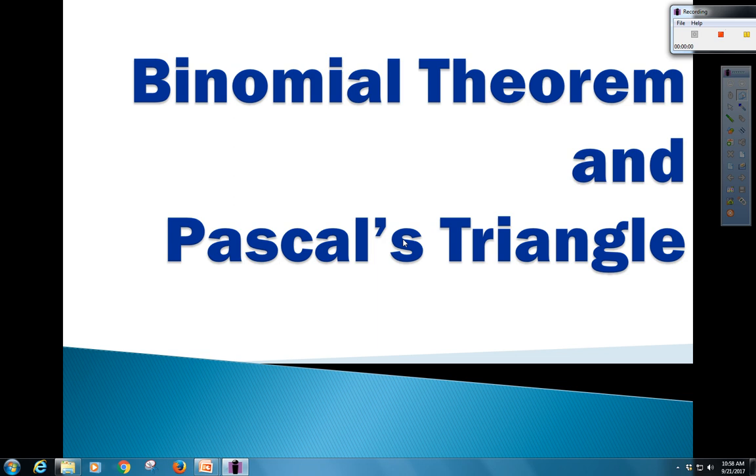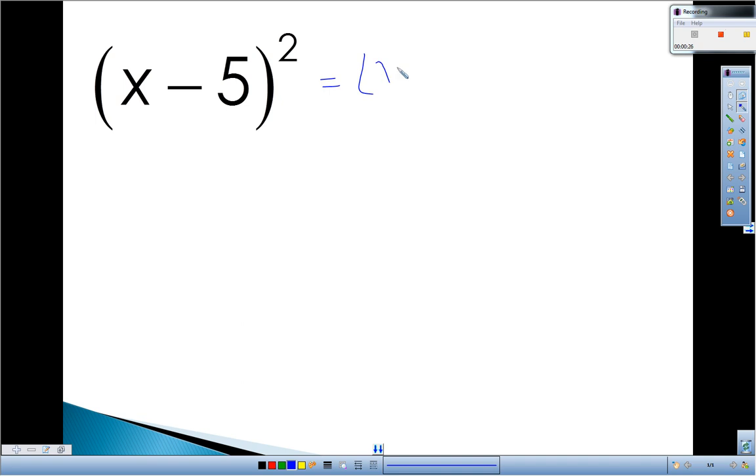Alright guys, today we're going to be looking at the binomial theorem and Pascal's triangle. Let's take a look at this problem right here. If I told you to multiply or simplify (x - 5)², what does it mean literally? Well, (x - 5)² literally means (x - 5) times (x - 5).